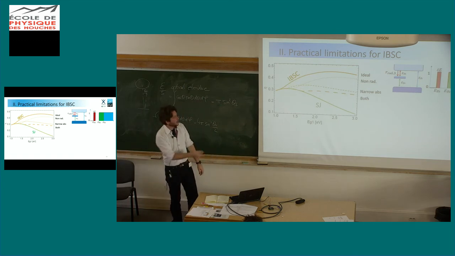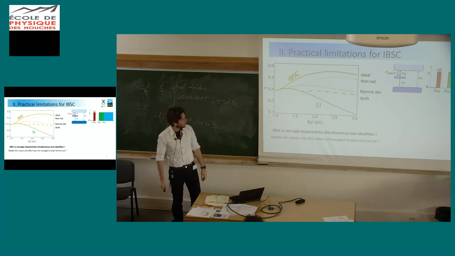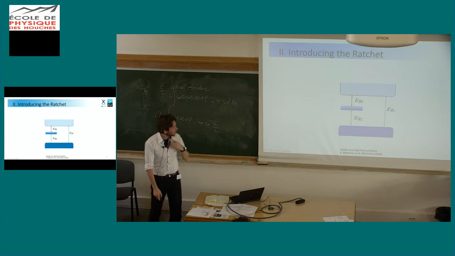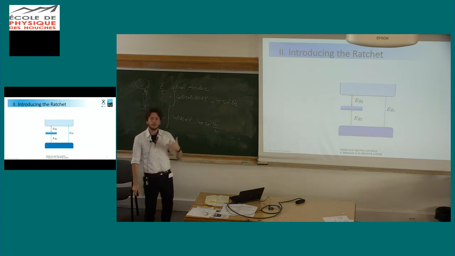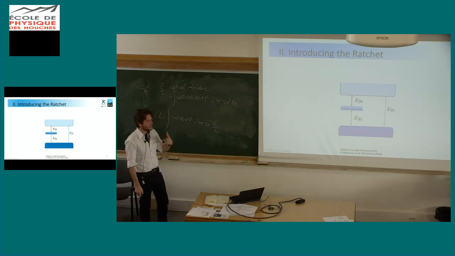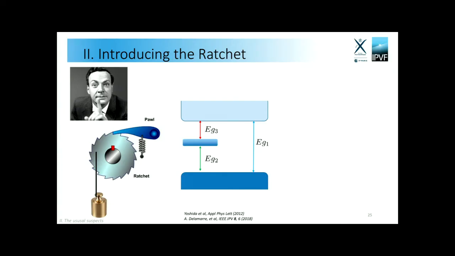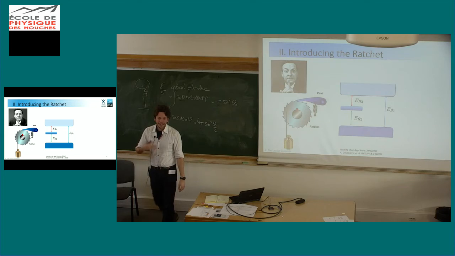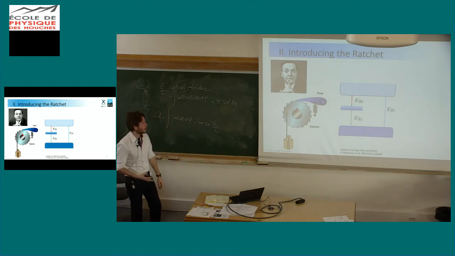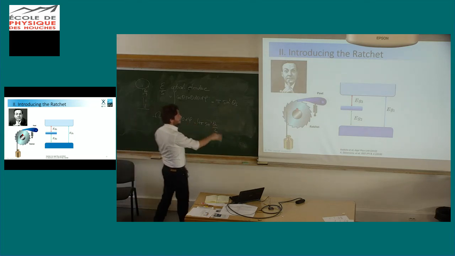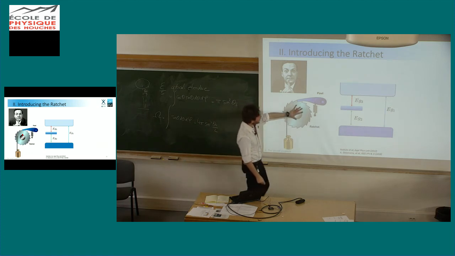What do we do? We can try and fight these non-idealities, or we can try and add something which will make the system more resilient. And as quite often in physics, when you're looking for good ideas, you can go to Richard Feynman. And Feynman came with the idea of the ratchet. Now, the physics of the ratchet seems very simple. It's the idea that you have a system which can go one way, but which can't go the other way.